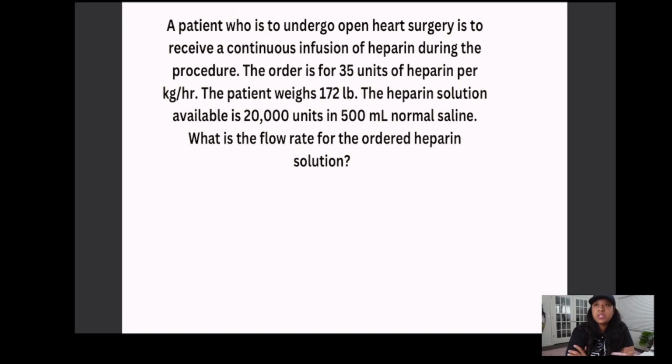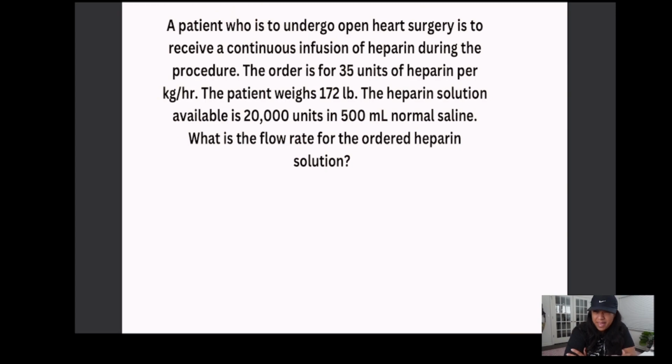Right, so let's do a problem. It says a patient who is to undergo open heart surgery is to receive a continuous infusion of heparin during the procedure. The order is for 35 units of heparin per kilogram an hour. The patient weighs 172 pounds. The heparin solution available is 20,000 units in 500 milliliters of normal saline. What is the flow rate for the ordered heparin solution?